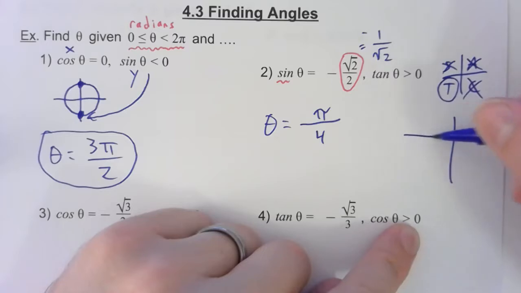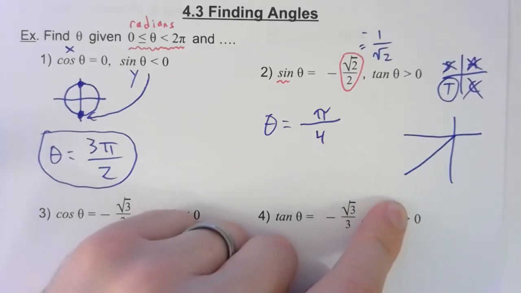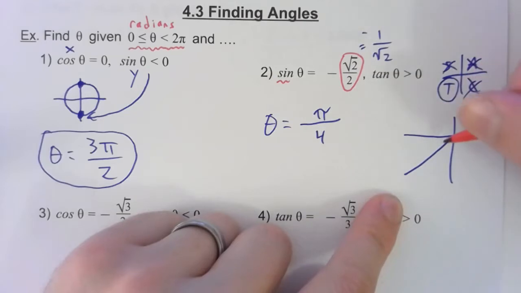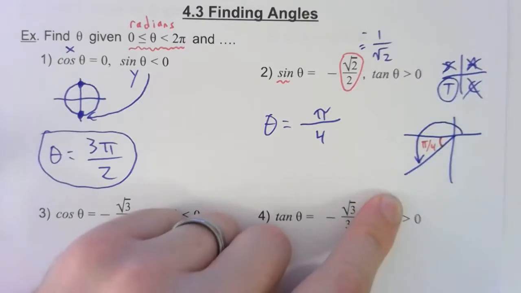Let's draw it so that we can see it. Okay. So we're looking for this third quadrant angle. We know it's a third quadrant angle. Do we know anything else? Well, we do. We also know its reference angle. We know it's a pi over 4 reference angle. Okay, so what we want is this angle that goes all the way down here into the third quadrant that has a pi over 4 reference angle.